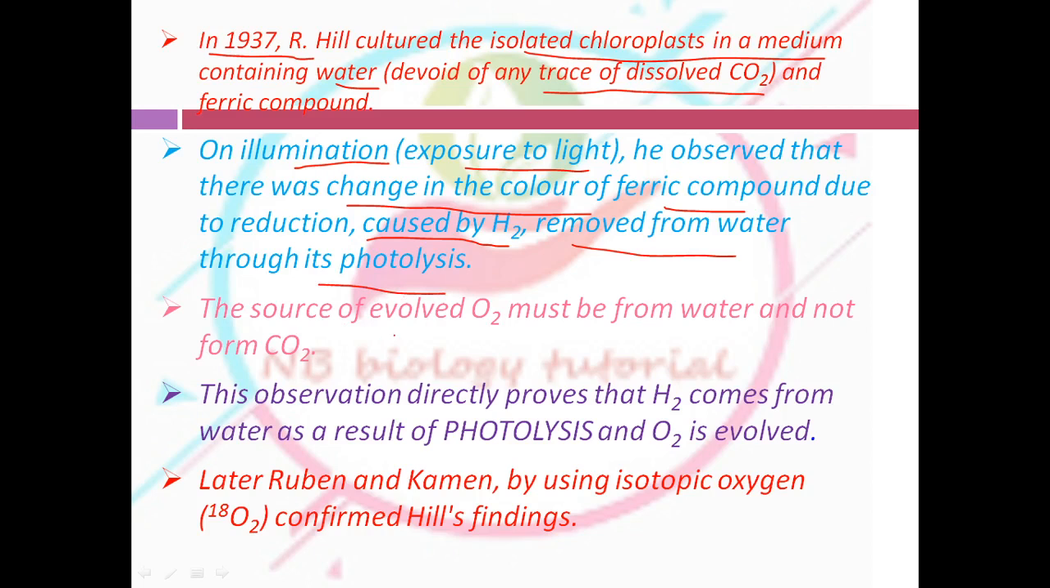The source of evolved oxygen must be from the water, not from the carbon dioxide. This observation directly proves that the hydrogen comes from the water. The oxygen comes from the water as a result of photolysis, and the oxygen is evolved. Ruben and Kamen, by using isotopic oxygen, confirmed Hill's finding.